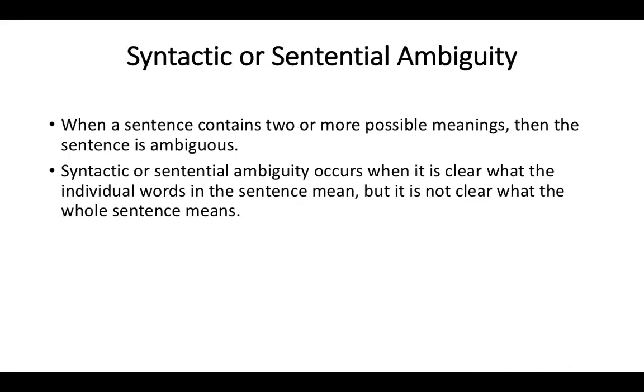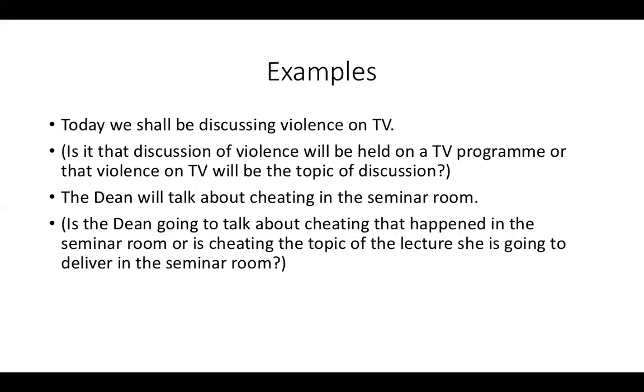Then we have the syntactic or sentential ambiguity. When a sentence contains two or more possible meanings, then the sentence is ambiguous. Syntactic or sentential ambiguity occurs when it is clear what the individual words in the sentence mean, but it is not clear what the whole sentence means. Example: today we shall be discussing violence on TV. Is it that discussion of violence will be held on a TV program, or that violence on TV will be the topic of discussion?